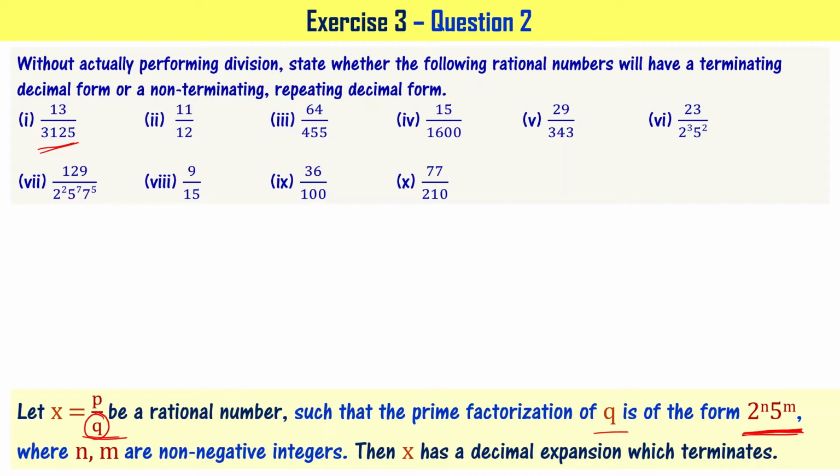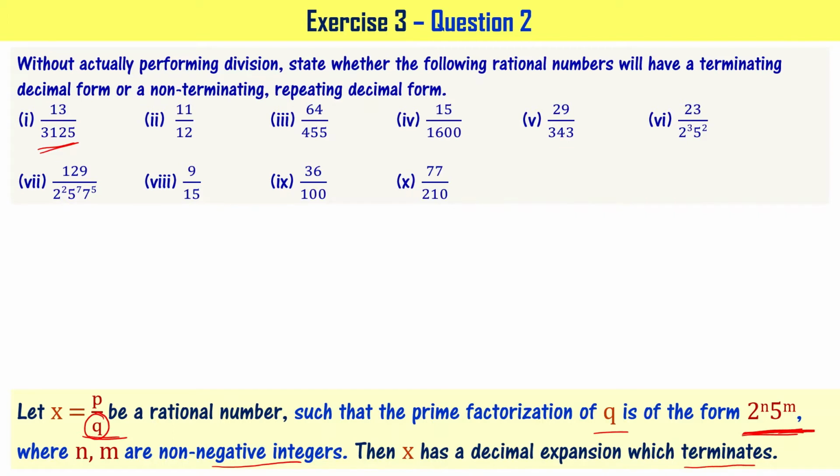You understood the theorem? x equal to p by q is a rational number. If the prime factorization of q is in the form of 2 power n times 5 power m, then the decimal expansion of x is going to terminate. Please note here that n and m are non-negative integers. n can be 0, 1, 2, 3, 4, anything. m can be 0, 1, 2, 3, 4, 5, 6, 7, 8, anything, right? Those are non-negative integers. Please note that at the same time, n and m cannot both be zero, right? Okay, keep that in mind.